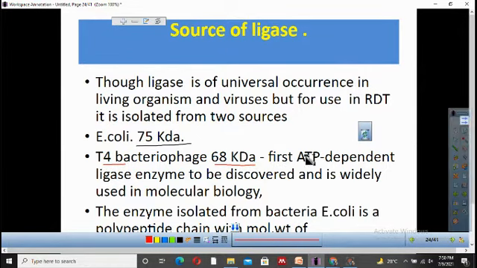And it was the first ATP dependent one because it is thermodynamically active. Thermodynamically, it is active, so it will require ATP, and when the temperature is lower, then the activity of the ligation proceeds.